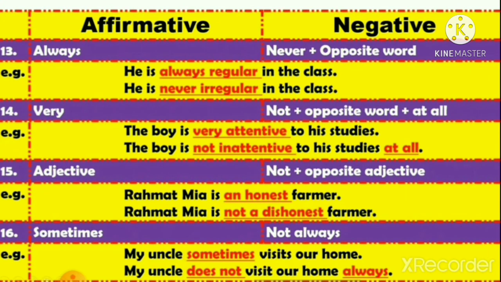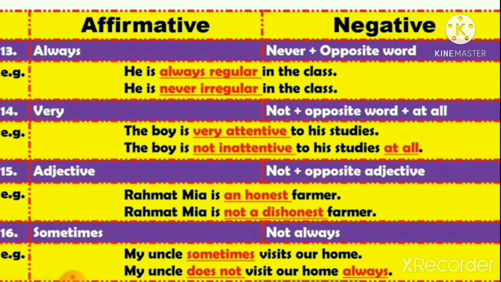Okay, here we see some examples. He is always regular in the class. He is never irregular in the class. This is the opposite word of irregular. Okay, very: if there is "very", we can change it in this way. The boy is very attentive to his studies. So the boy is not inattentive to his studies at all.